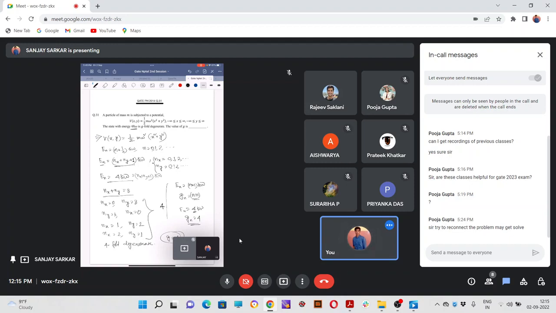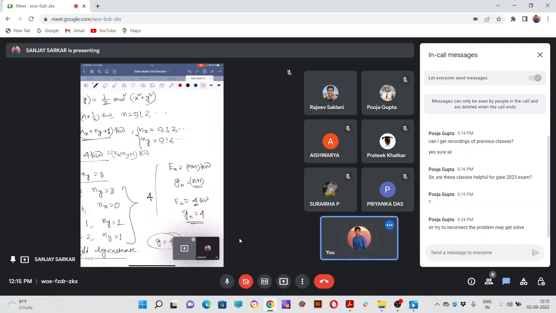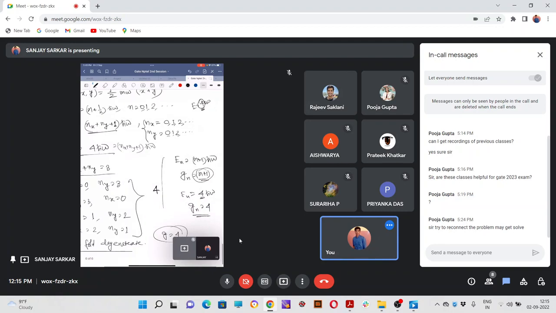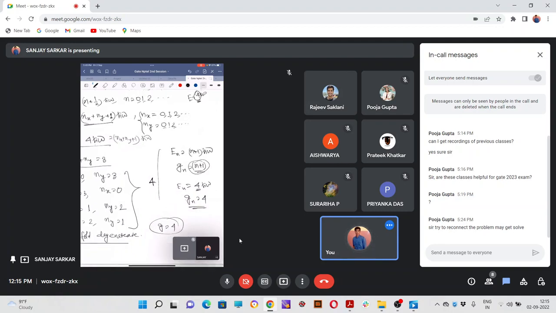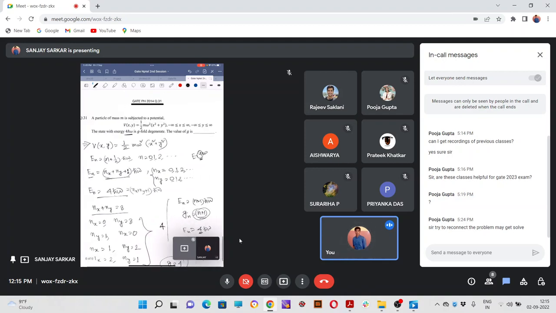So the state, 4 h bar omega, is 4-fold degenerate. In that way you can find this. Also the shortcut method is that if energy is (n plus 1) h bar omega, then the degeneracy is n plus 1. So in our case the energy is 4 h bar omega, so the degeneracy is 4. This is the shortcut method. In that way you can also find the answer. So this value of g is 4.